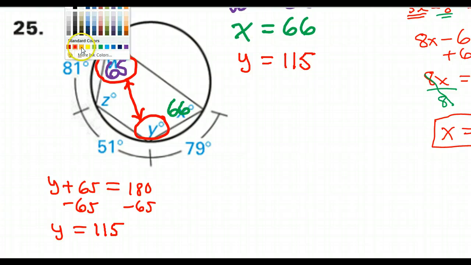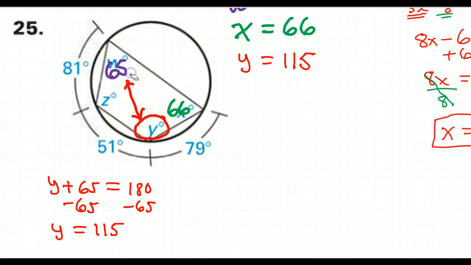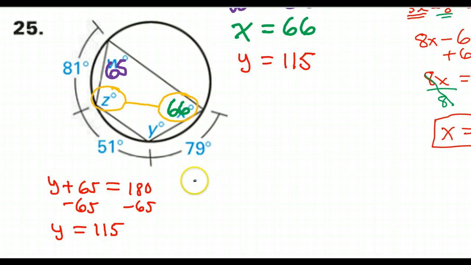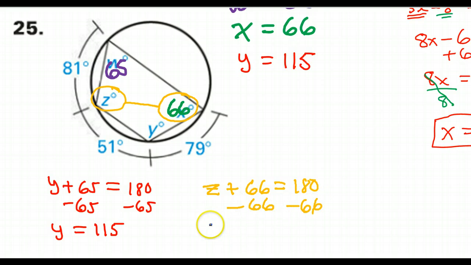And I'm going to do Z in the same way. So when I go to do Z, again, I know that opposite angles have to be supplementary. So these two have to add up to 180. So Z plus 66 has to equal 180. Just subtract 66 from both sides. And that gives you that Z equals 114.